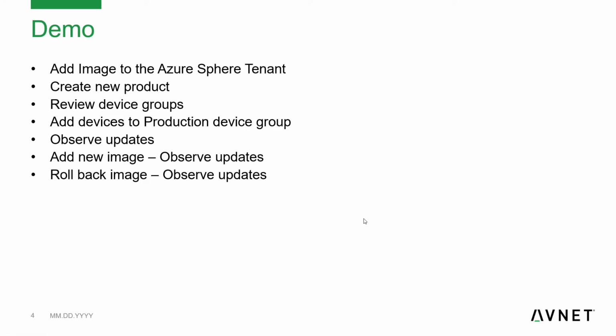So this is what we're going to do for the demo. First off, we're going to add an image package that I've already created to the Azure Sphere tenant. And then we're going to create a new product. And then we'll take a quick look at what the device groups look like. Then we're going to add 2 devices to the production device group. And then I've got a video camera on the 2 devices that I have, and we'll see that the applications get pushed down and start automatically.